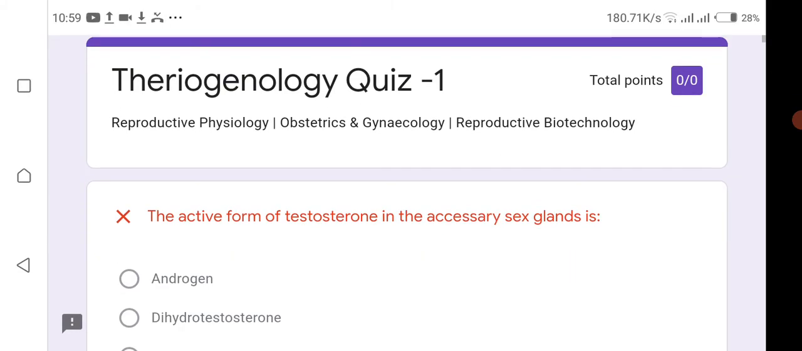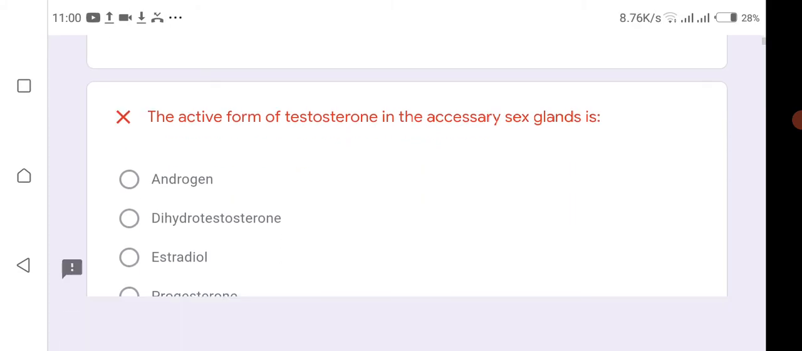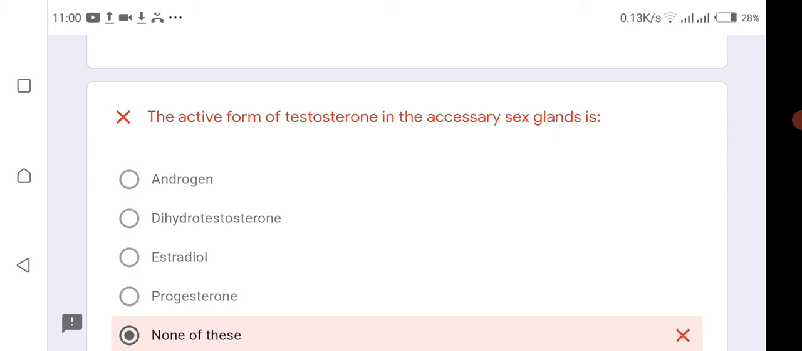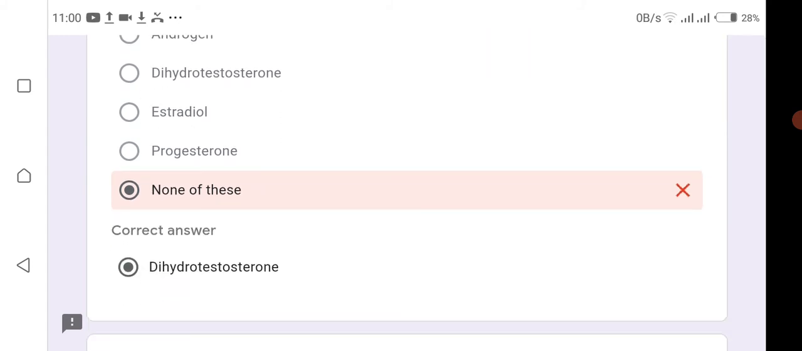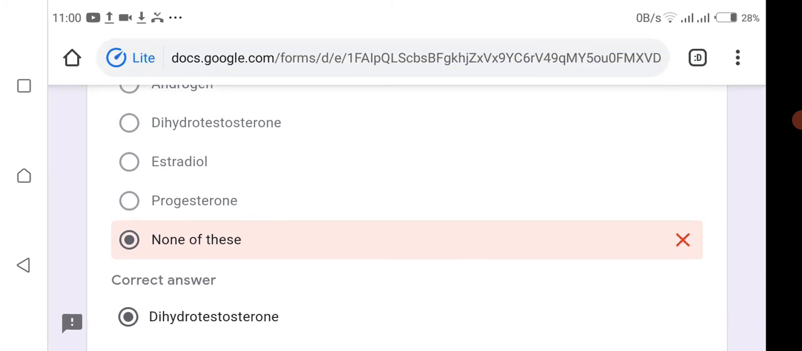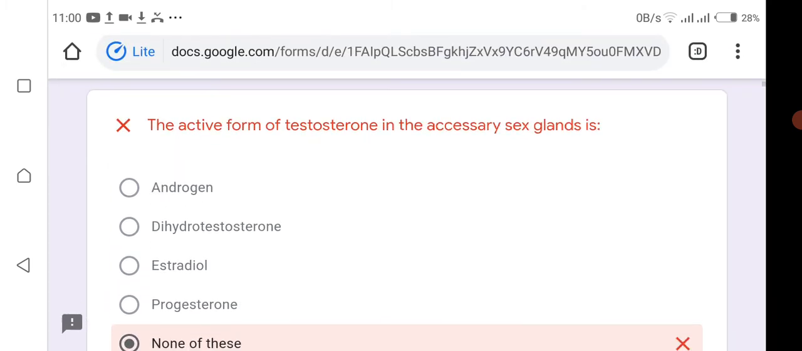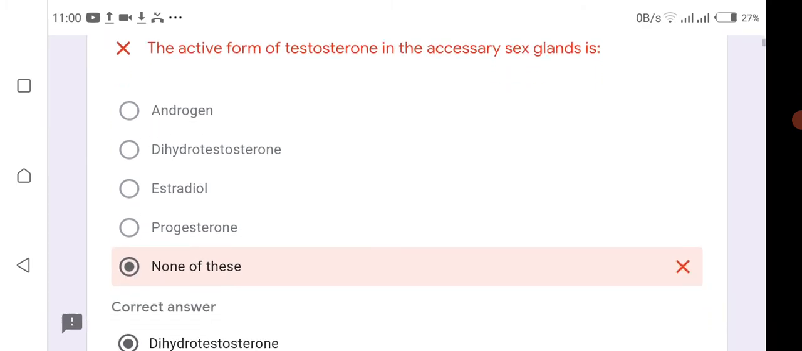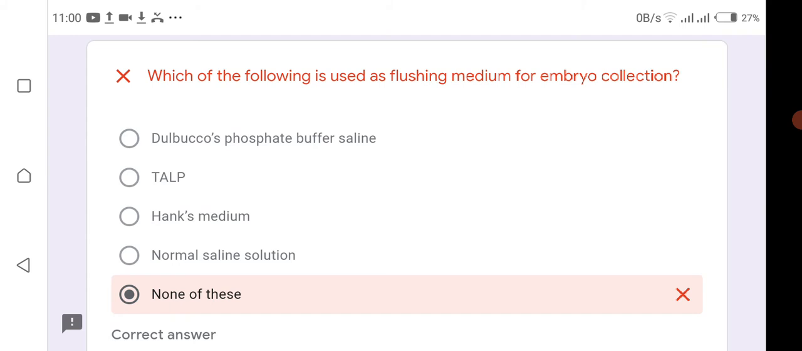Theriogenology. The active form of testosterone in accessory sex glands is dihydrotestosterone. Dihydrotestosterone is the active form of testosterone in accessory sex glands.